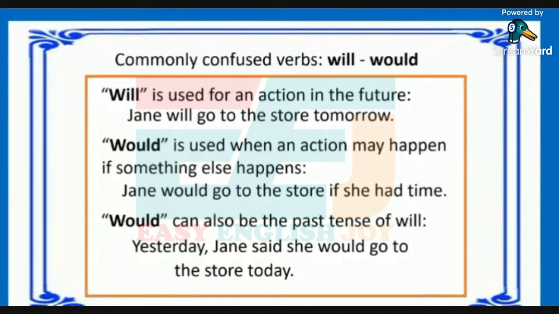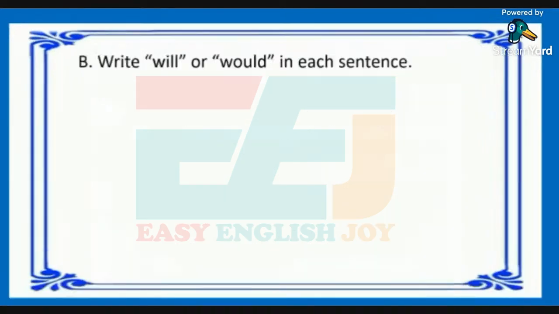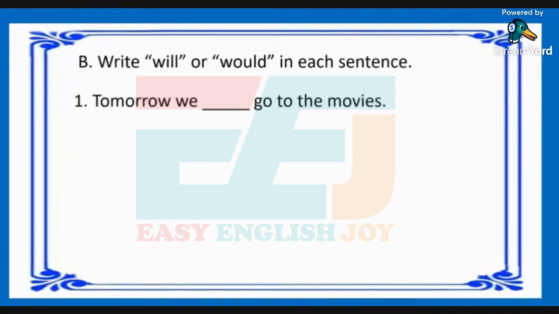The next slide is a quiz on the confused verbs will and would. So write will or would in each sentence. Again, there are 10 items for you to answer, and you have 5 seconds before I'm going to give the correct answer. If you think 5 seconds is not enough, you can pause the video before going on to the next question. Alright? So let's start. Number 1, 5 seconds.